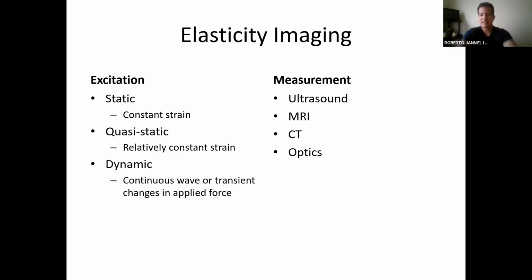So you have different types of excitation, which can be static, quasi-static, and dynamic. And you have different ways of measuring the elastic behavior to construct the images. You can do it with ultrasound, you can do it with MRI, you can do it with CT, you can do it with OCT, right? Which is optical coherence tomography too. So you have optical coherence elastography, for example.